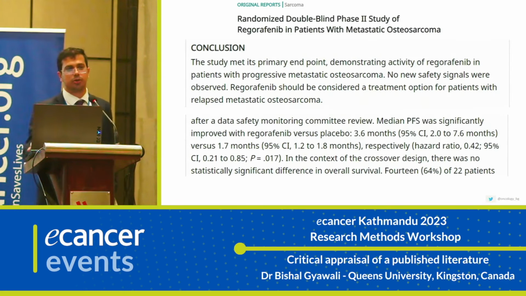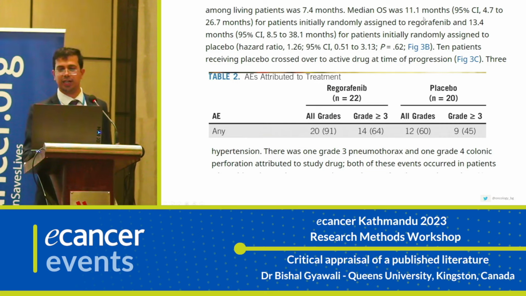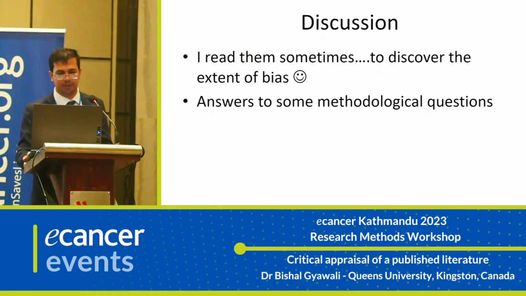Just a couple of examples to make you aware of these critical appraisal scales. This trial conclusion says regorafenib should be considered a treatment option. So you would think that this is a really good treatment. If you look at the results, PFS was 3.6 versus 1.7 months. 2 months improvement in PFS. But if you look at the OS, it was 11.1 with the drug and 13.4 with placebo. So patients with the drug had shorter overall survival than patients with placebo. And if you look at toxicities, okay, let's not go into this. I don't have much time.